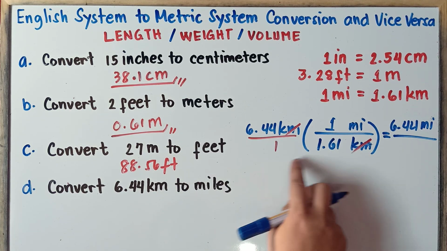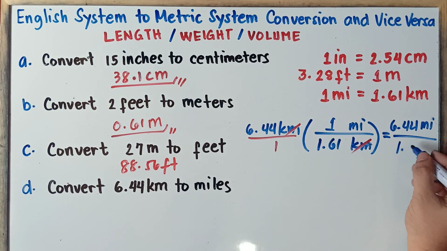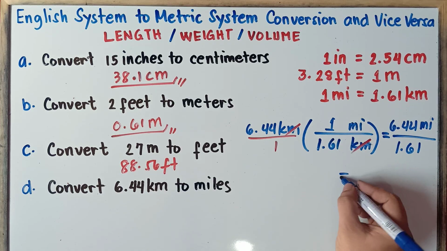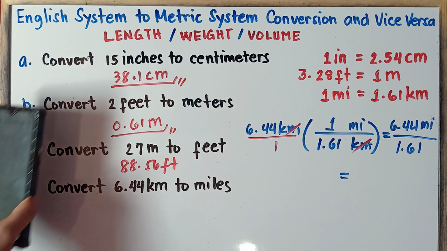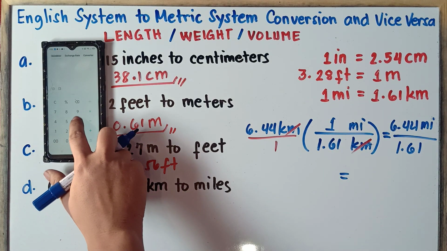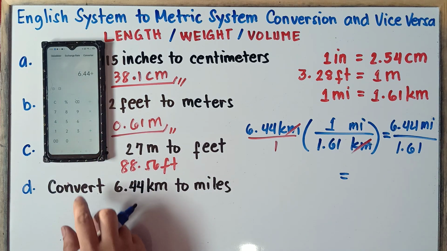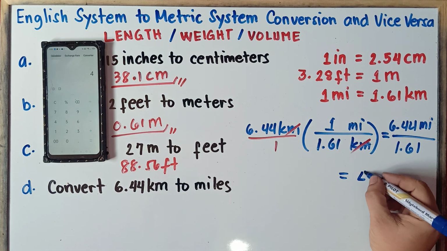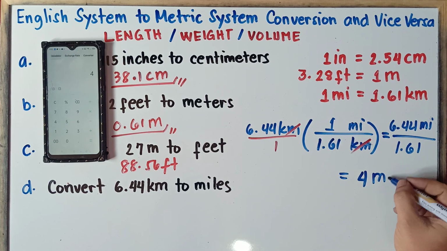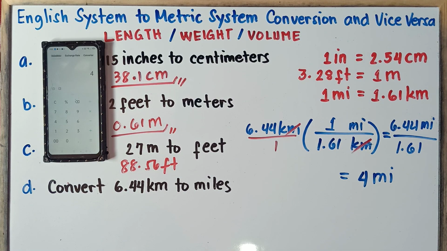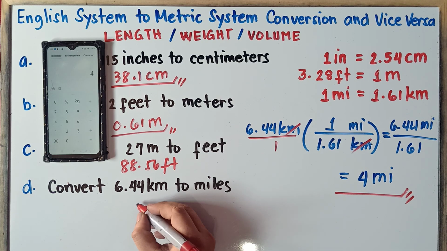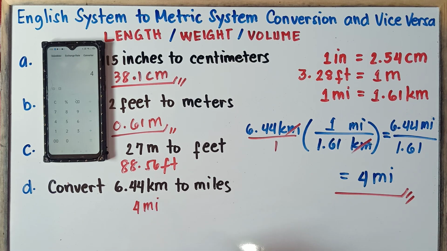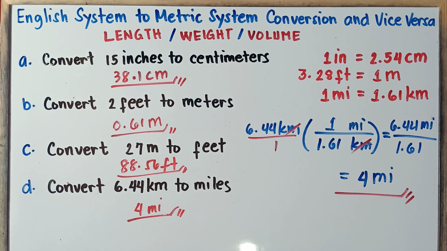Over 1 times 1.61. That would be 1.61. And then divide 6.44. So let's use our calculator. 6.44 divided by 1.61. So the answer is 4. Do not forget the units. 4 miles. That's it, class. That's the answer for letter D. So our answer is 4 miles. All set.